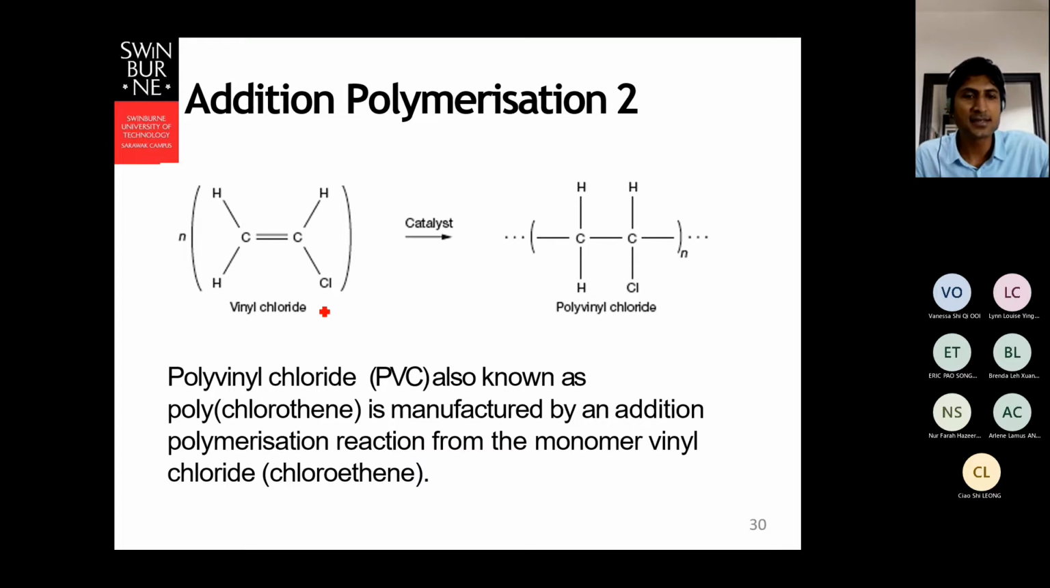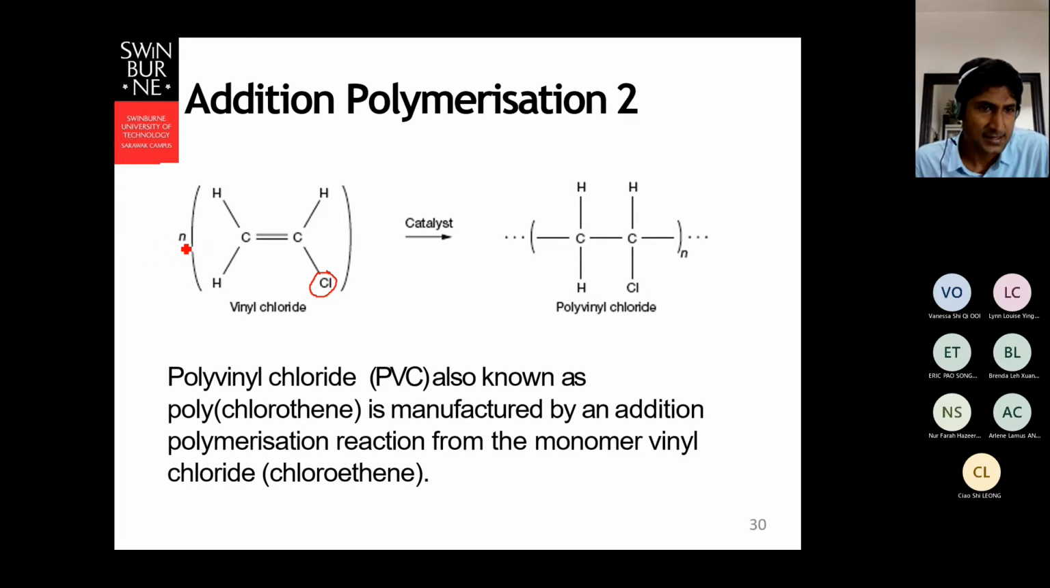Now, if it is not only hydrogen, if I just replace one hydrogen with one chlorine, this is the vinyl chloride, just like the ethene. If there is a chlorine there, we just replace it with chlorine and it is the vinyl chloride. And then this chain is also very long.